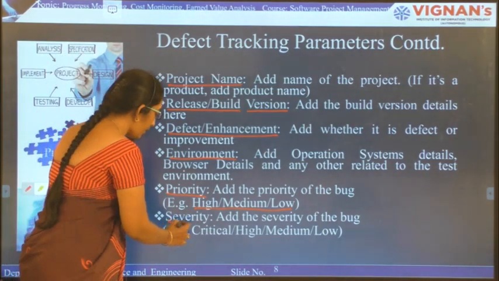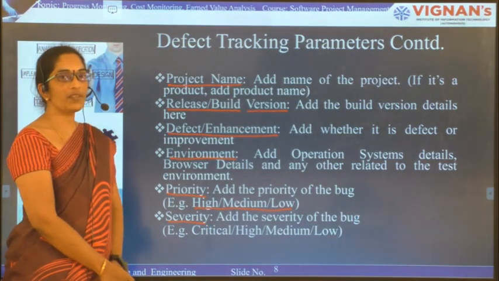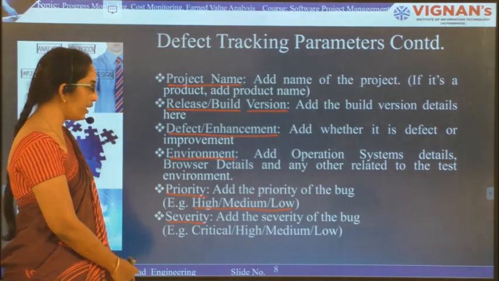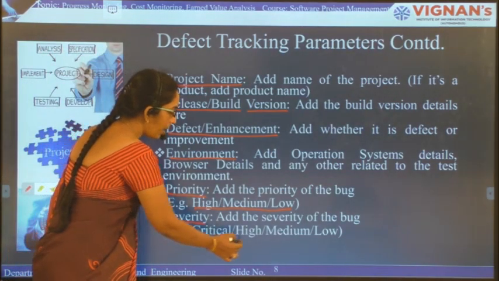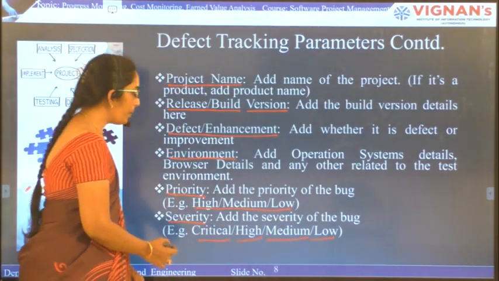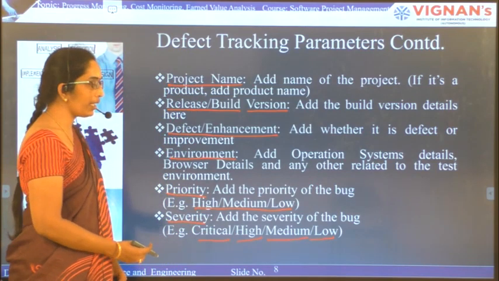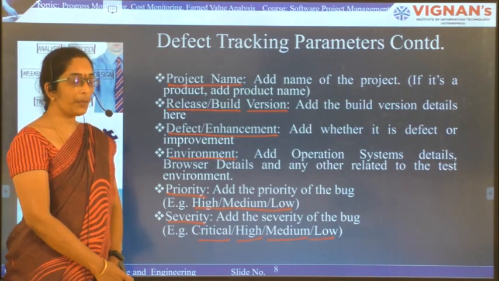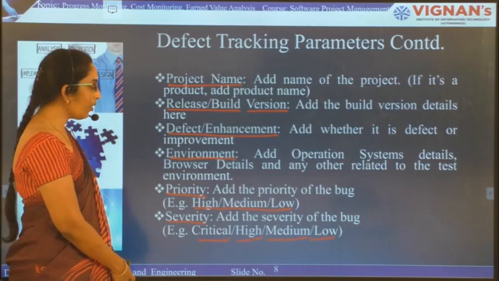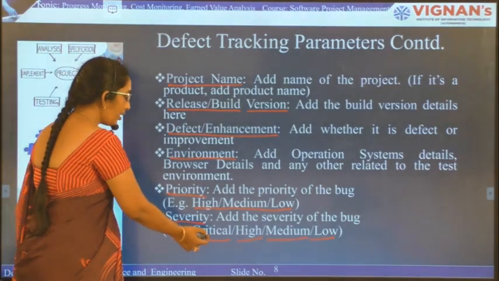And the next parameter is severity. So we have to specify the severity of the bug. So here also we can specify whether it is a critical bug, or high bug, or medium bug, or low bug. So depending on these values, a bug can be a critical bug, a bug can be a high priority bug, and a bug can be a medium or low. So depending on the severity, we have to specify the category here.